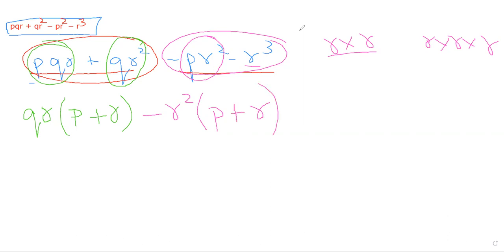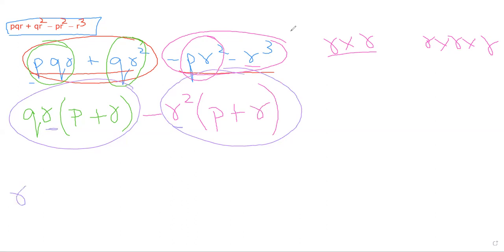Okay, now see, these are two separate terms now. This is the first term, this is the second term. Is there anything common in both? R. One R is common, very good. And any other thing? You can check the bracket. In the bracket, P plus R is common in both. So we will take R, P plus R common.